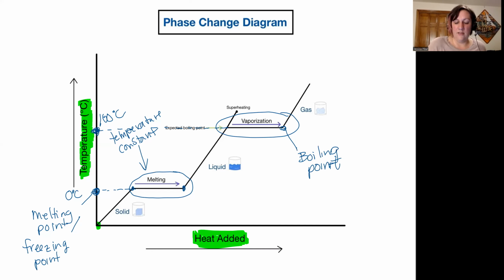You could also call it its evaporation point or its vaporization point. But boiling point is the one that you see the most commonly. And that's the temperature where our liquid becomes a gas. And for a period of time, you'll have both phases present and the temperature will stay constant.